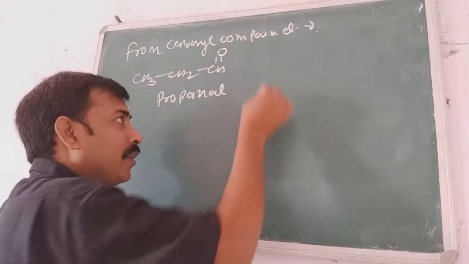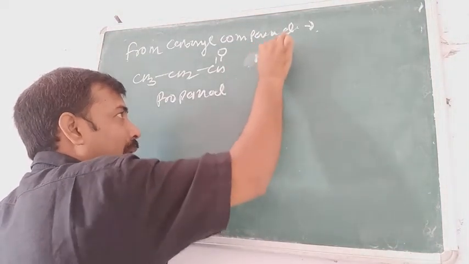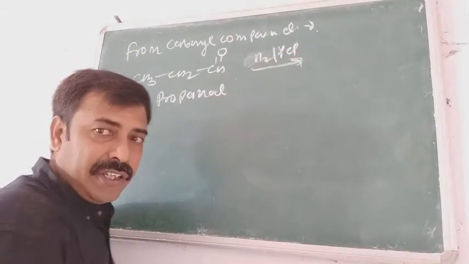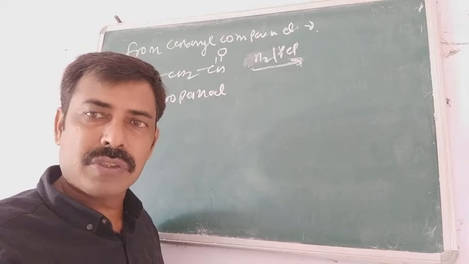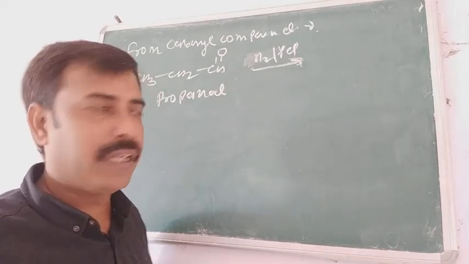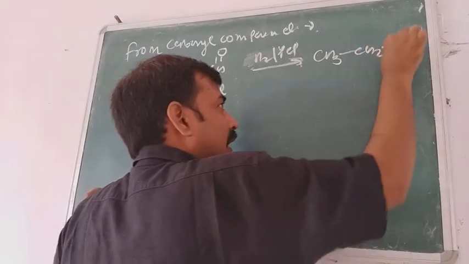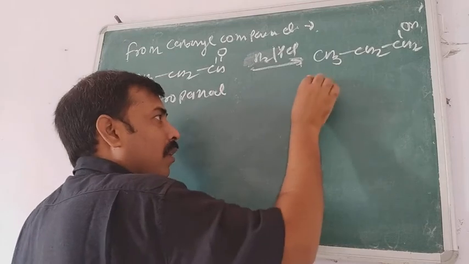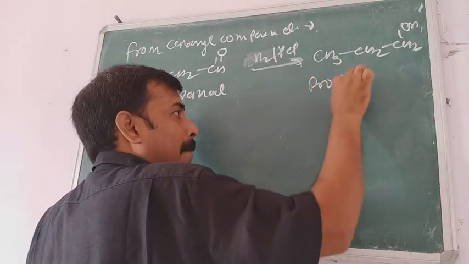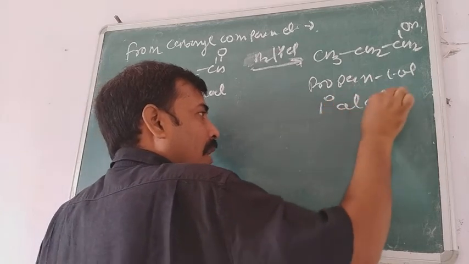When it is reduced with hydrogen and palladium, a restricted reduction is needed, a limited reduction is needed. For that we use hydrogen and palladium, and after the reduction we will get CH3CH2CH2OH. That is the primary alcohol, called propan-1-ol, a primary alcohol.